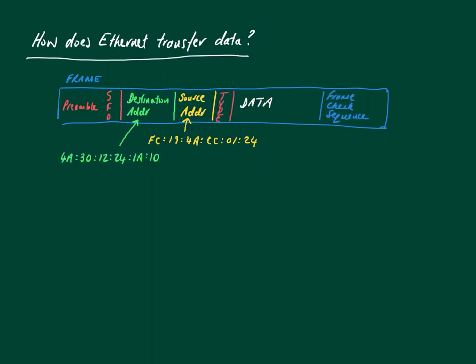Then we've got the type or the length of the frame, which we don't need to know about for this course. Then we've got the data that we're transferring across Ethernet. And at the very end, we've got some error checking. So in Ethernet, it's called a frame check sequence, or a CRC.